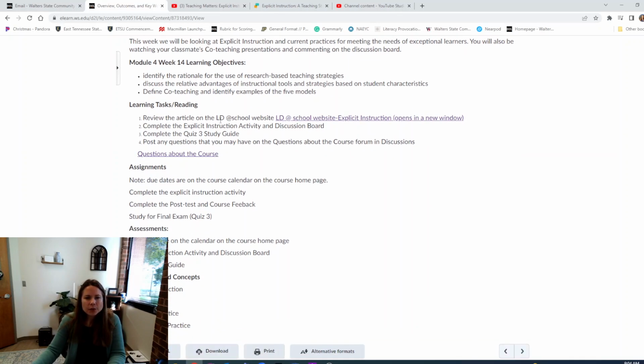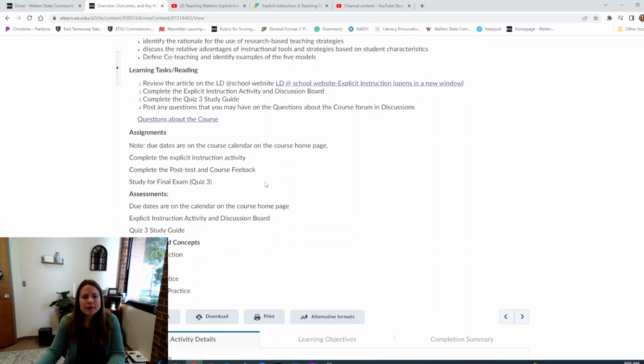So you have some learning activities which we'll go over a little bit further. You're going to be looking at a video that introduces explicit instruction. You're going to be looking at an article that you will be reading. So you won't be reading from your textbook. Your reading this week is going to be an article. You're also going to have an activity. So you'll watch a video and you're going to complete a discussion board on explicit instruction as well. And then of course I put your quiz 3 study guide.